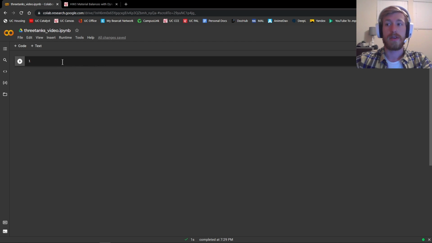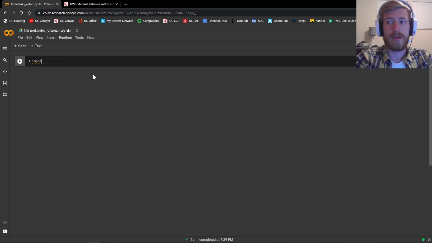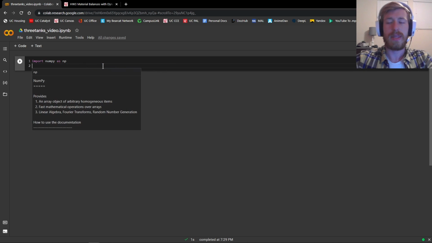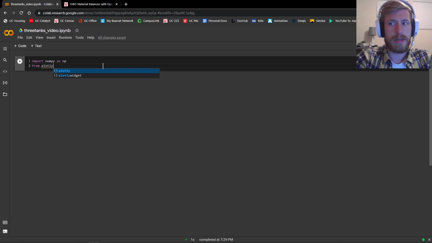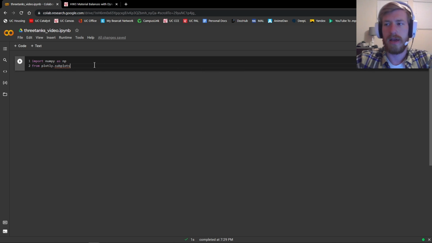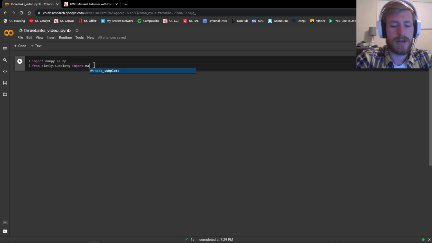So to get started, just like with any coding, first we're going to import numpy as np. That's always what we do. Next, we're going to do from plotly.subplots. I spelled that wrong. Subplots. We are going to import make_subplots.